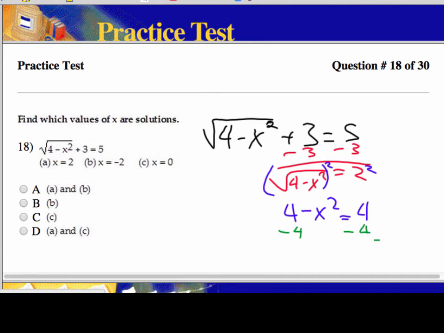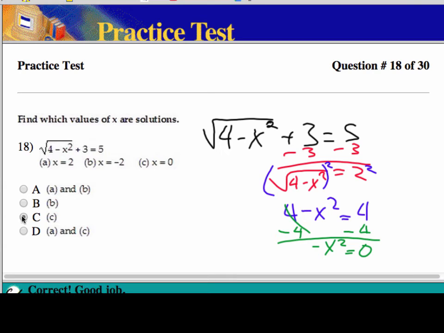Minus the 4. I did not know you were supposed to do that. That's interesting. Negative x squared is equal to 0. Then what? Divide by negative 1, and I get x squared is equal to 0. What's the solution? Only C. X equals 0.